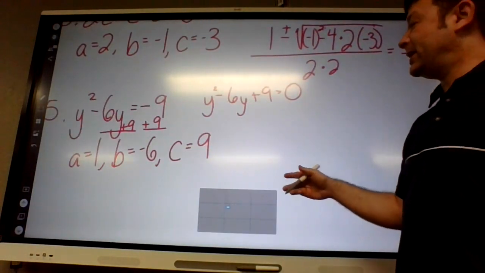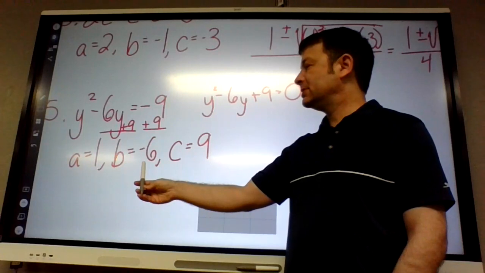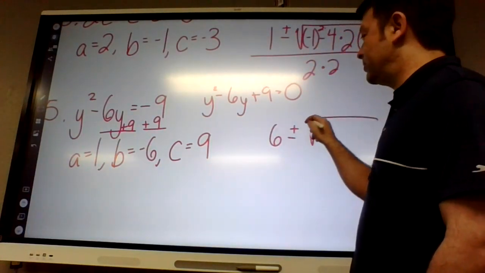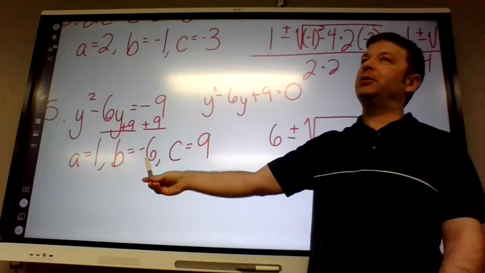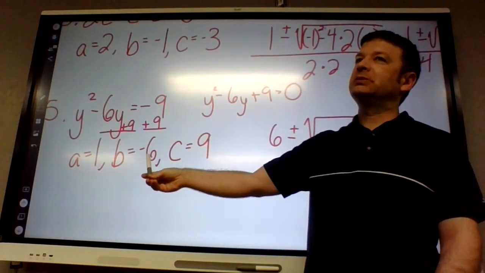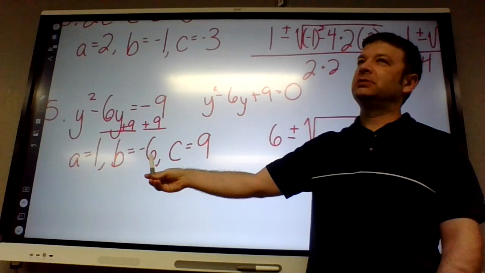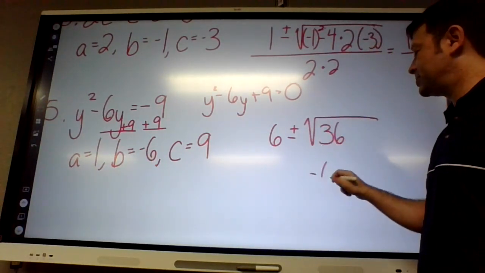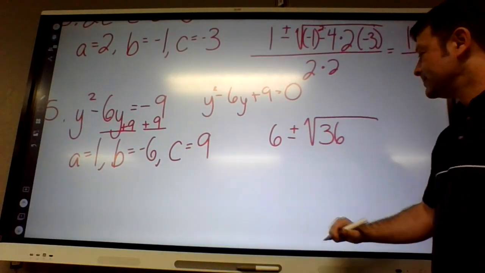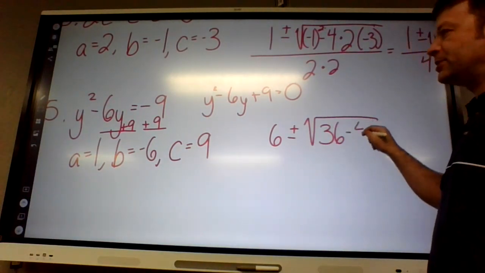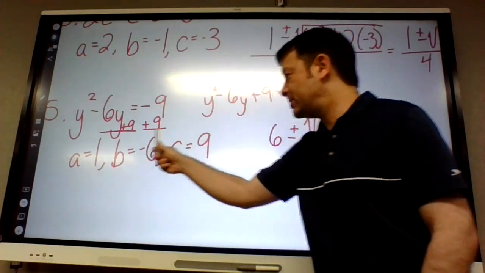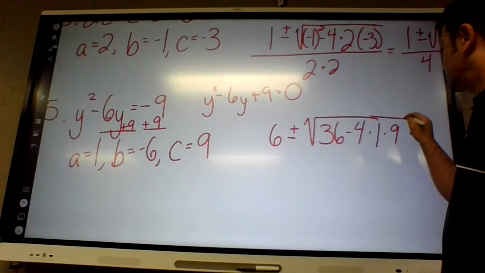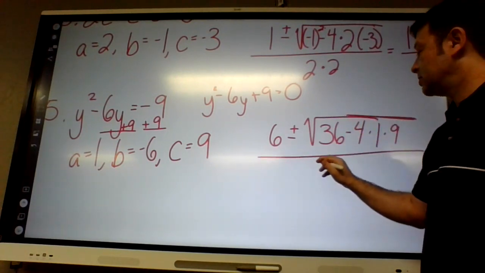Alright, so what's the negative b value going to be? Positive 6. Plus or minus the square root of, what's b squared going to be? 36. It's not negative. If you plug in negative 6 squared, that'll be wrong. Minus 4 times a times c, over 2 times a.